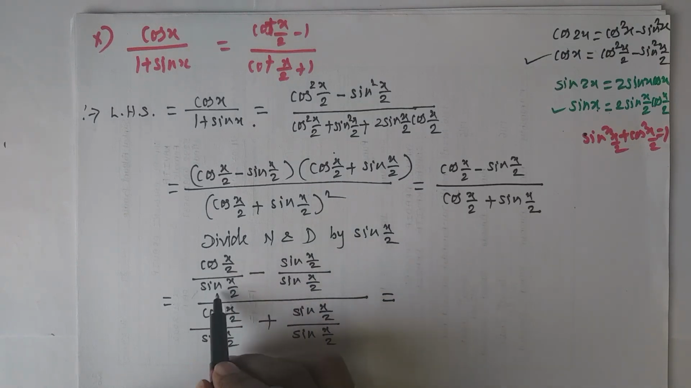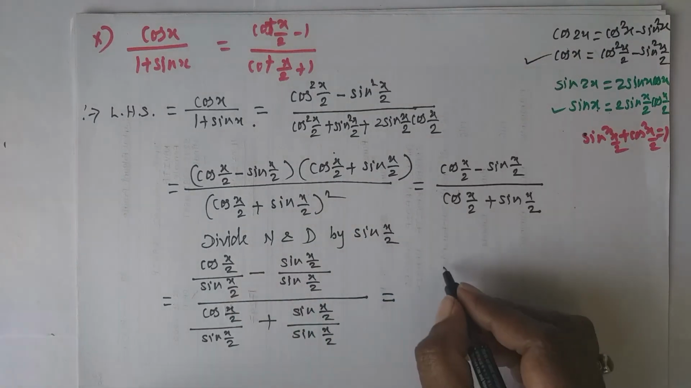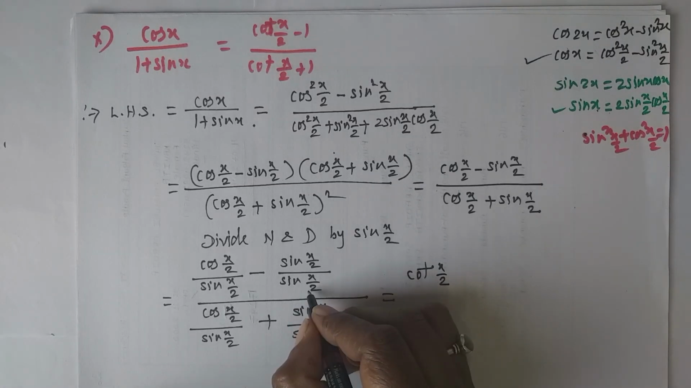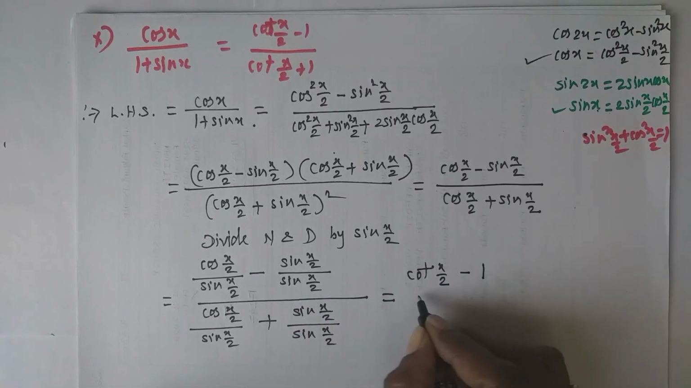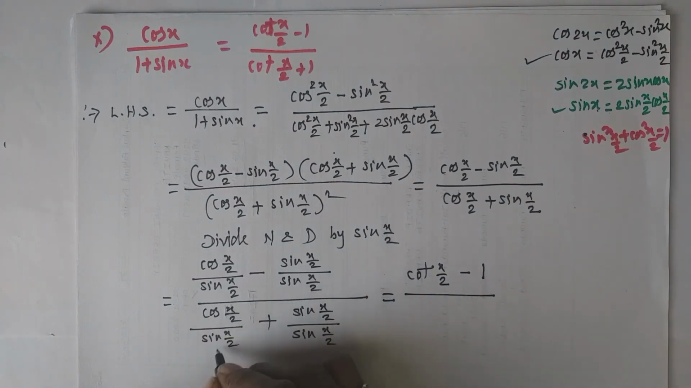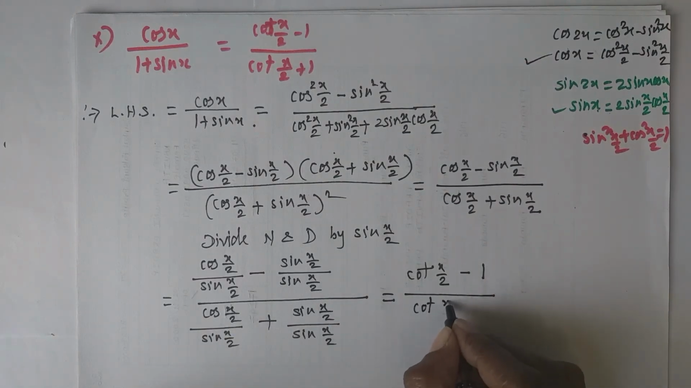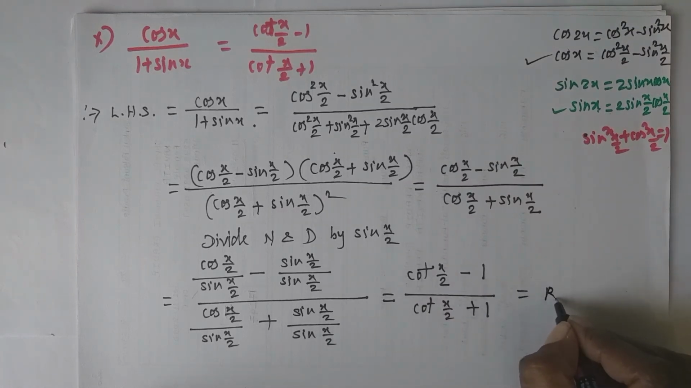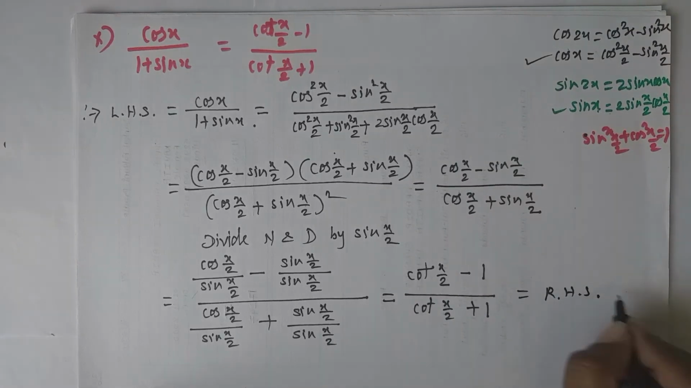This is cos x by 2 divided by sin x by 2, that is cot x by 2. And here sin x by 2 divided by sin x by 2 is 1. And what is here? Cos divided by sin means cot x by 2. And this is 1. And this is nothing but your right hand side. In this way, it is very simple.